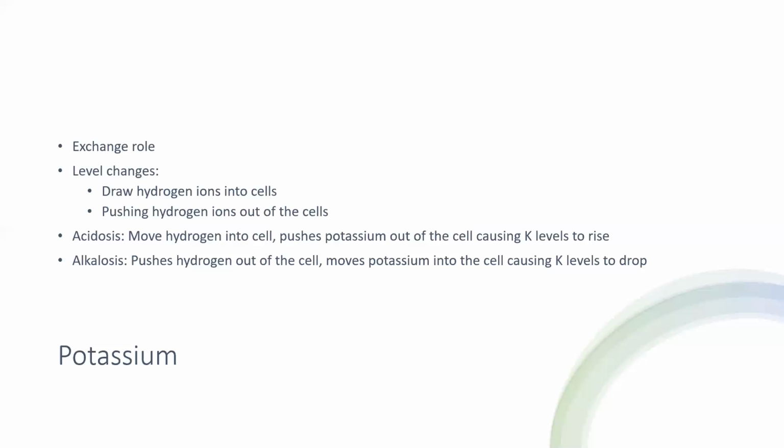So in alkalosis, the hydrogen ion moves out of the cell. It moves into the bloodstream in an attempt to bring down the pH, because remember the pH in alkalosis is up. So it pushes the hydrogen ion out of the cell, which means the potassium gets to move into the cell because there has to be an exchange within our cells. And because the potassium moves out of the bloodstream and into the cell, that causes our circulating level of potassium to drop. And hopefully that makes sense.